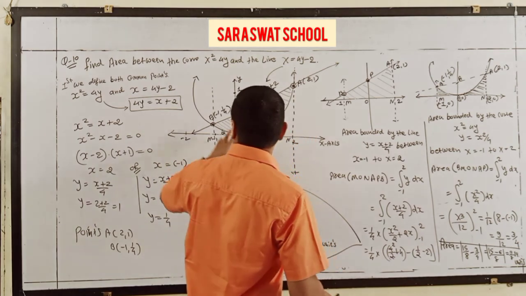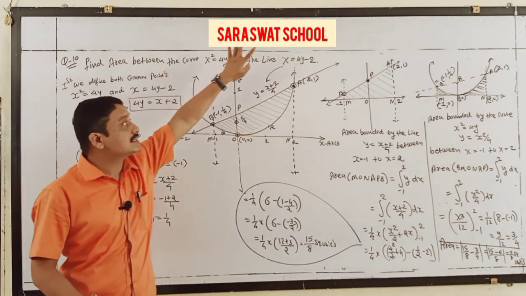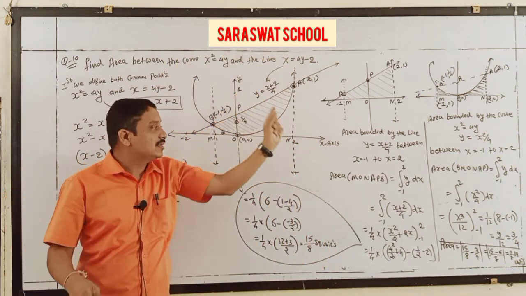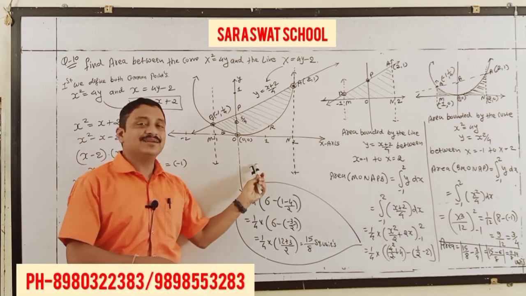Either you can directly calculate x²/4 minus the line, with direct subtraction, or the separate way, students. This is also done.